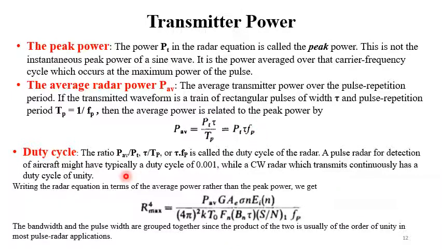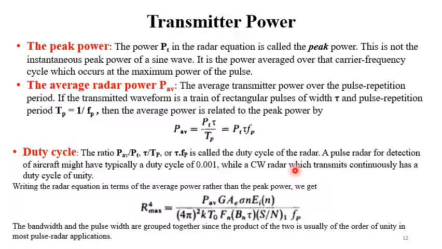Next is the duty cycle. The ratio of average power to the total power, that is P_AV by Pt, or tau by T suffix P, or tau into Fp, is called the duty cycle of the radar. A pulse radar for detection of aircraft might have typically a duty cycle of 0.001, whereas a CW radar which transmits continuously has a duty cycle of unity.